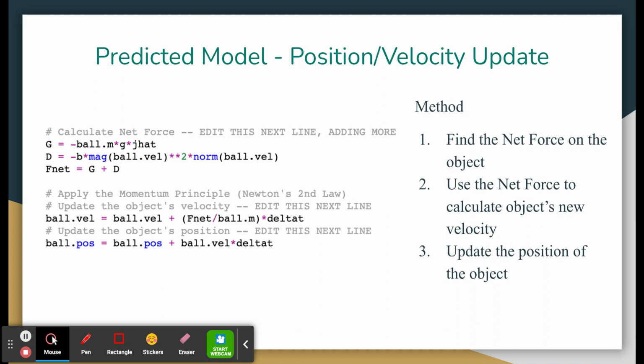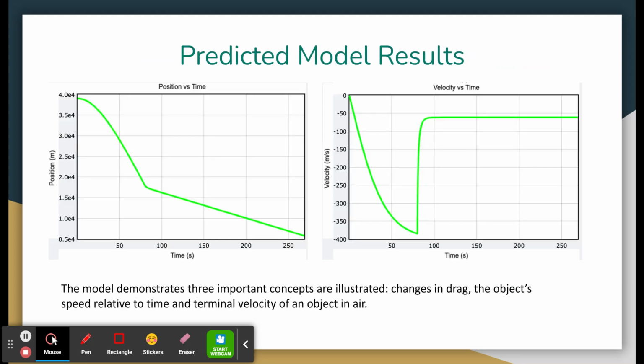And pretty much we just find the F net on the object, calculate the object's velocity, and then update the new position as he falls through the air. So these are pretty much our results from the model. We can see that he does experience a very high velocity to begin with, and he kind of increases up until that point, but as soon as he reaches 80 seconds, it pretty much changes drastically downwards because now there is a strong air pressure and he no longer has just a low coefficient of drag.